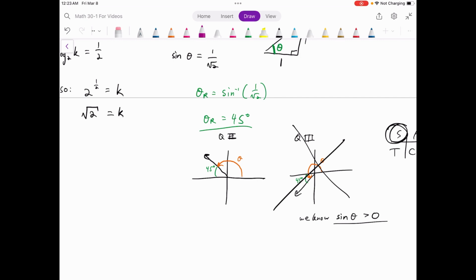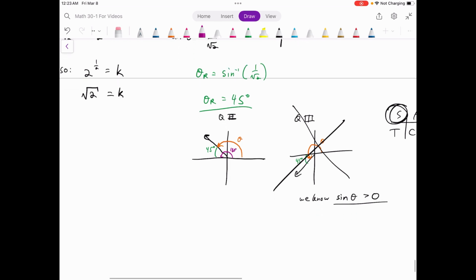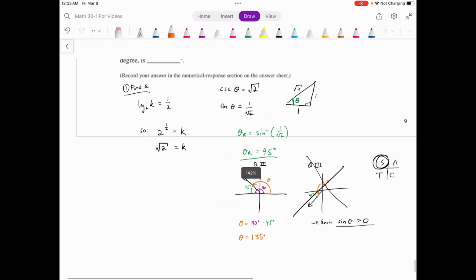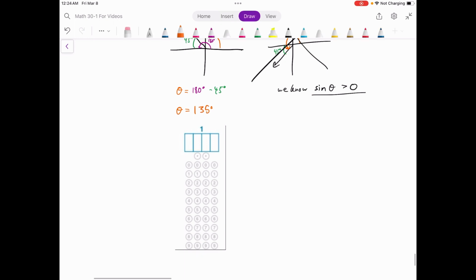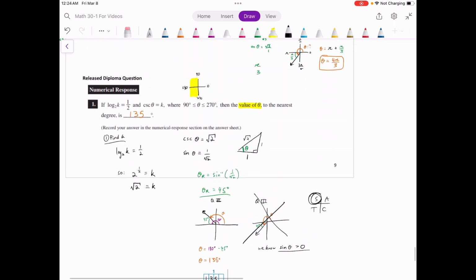So how do we figure that out? What is theta itself? Well, we already kind of said it, right? We've got to do 180 minus 45 degrees. Theta will be 180 degrees minus 45 degrees, and it looks like theta is just 135 degrees. There we go, 135. So we would fill in on our Scantron 1, 3, 5.